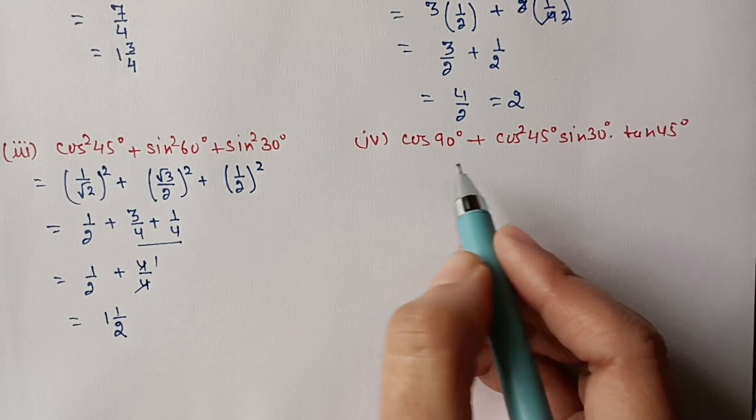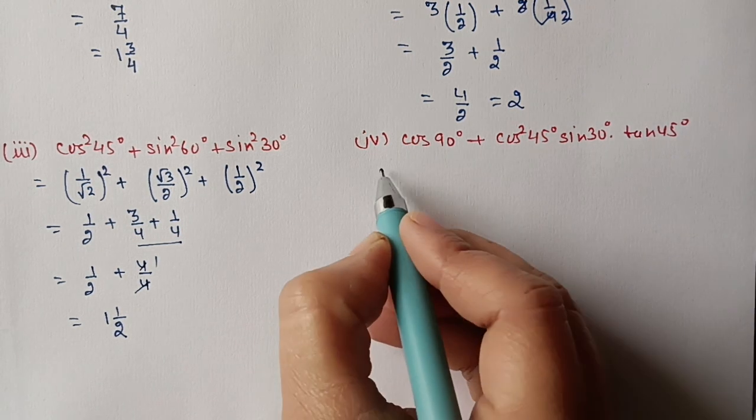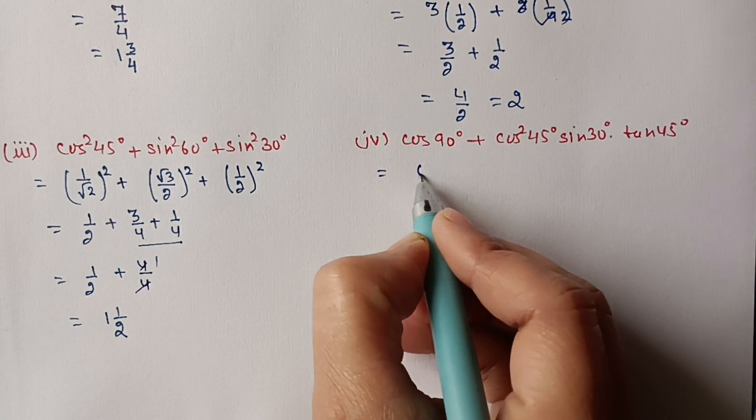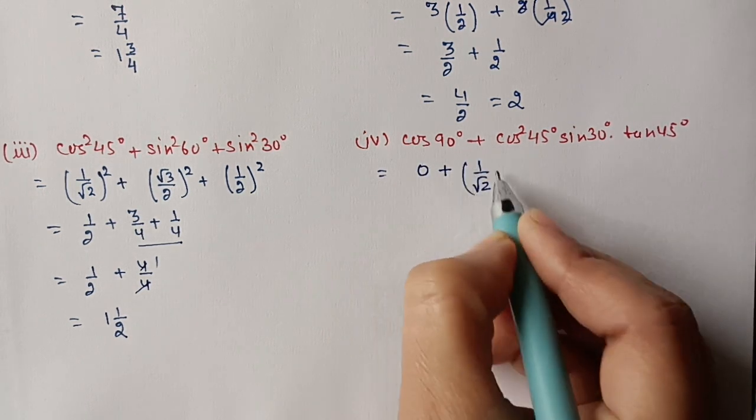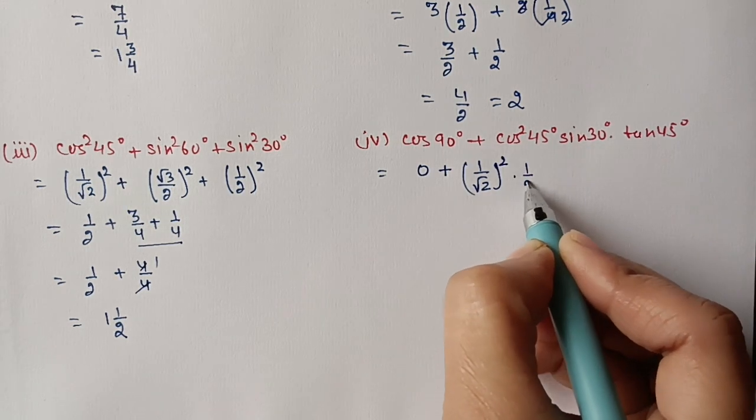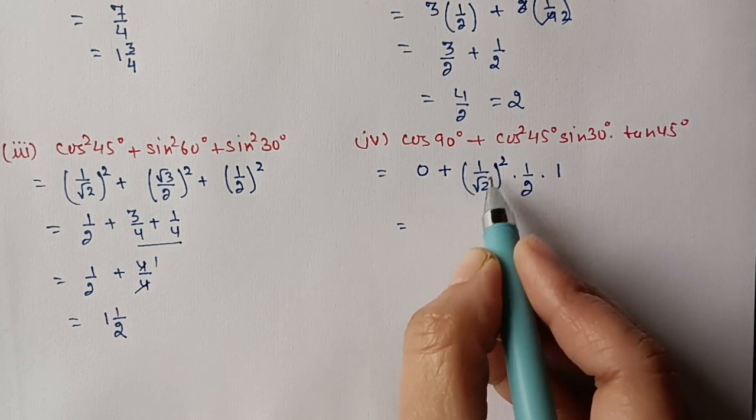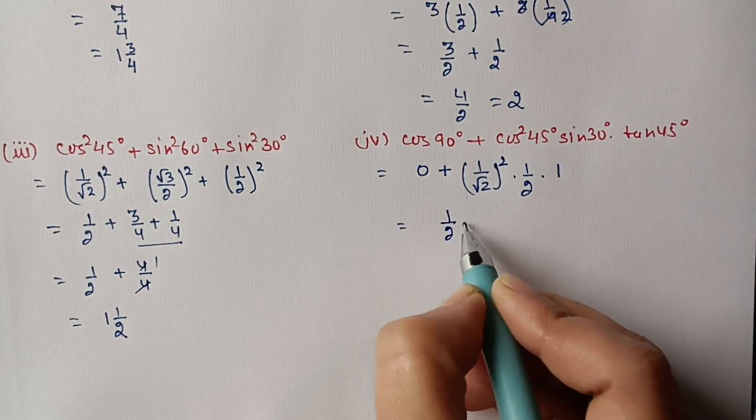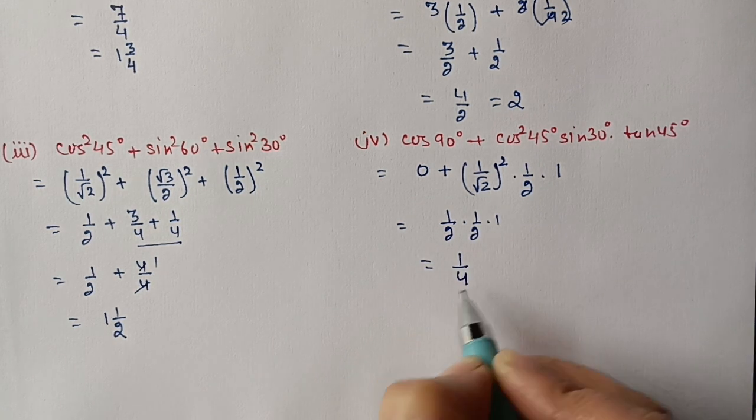Fourth part, cos 90 plus cos square 45 sin 30 and tan 45. Cos 90 value is 0. Cos 45 value is 1 by root 2 and square is there. Sin 30 value is 1 by 2 and tan 45 value is 1. So square of 1 by root 2 will be 1 by 2 into 1 by 2 into 1. So finally we will get 1 by 4.